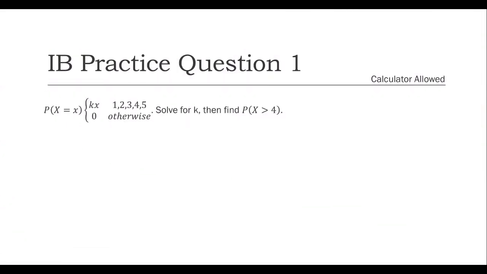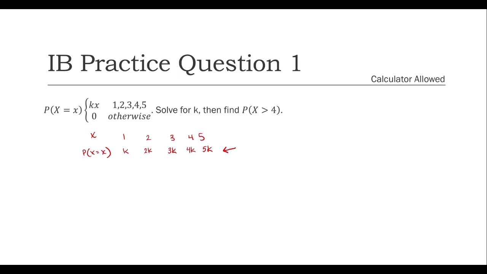Here we have our first IB practice question. It says, the probability of x equaling x is k times x for x equal to 1, 2, 3, 4, 5, and 0 otherwise. Solve for k, then find the probability that x is greater than 4. If we drew this as a table, for 1 it's going to be k times 1, so just k. For 2, it's 2k. For 3, it's 3k. Then we have 4k and 5k. Everything else is going to be 0, so it doesn't matter.